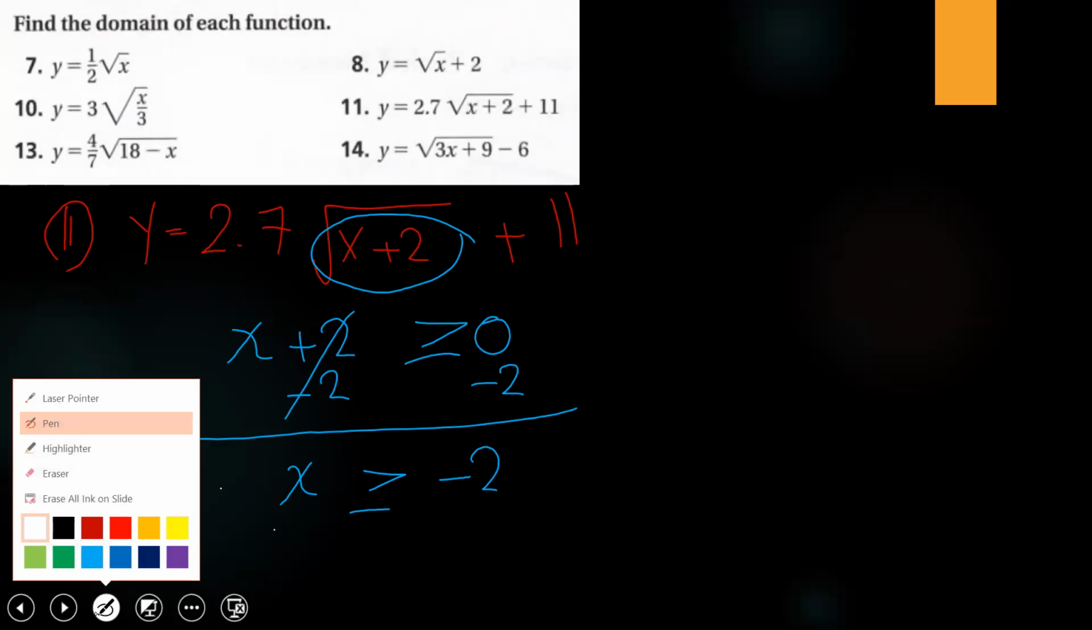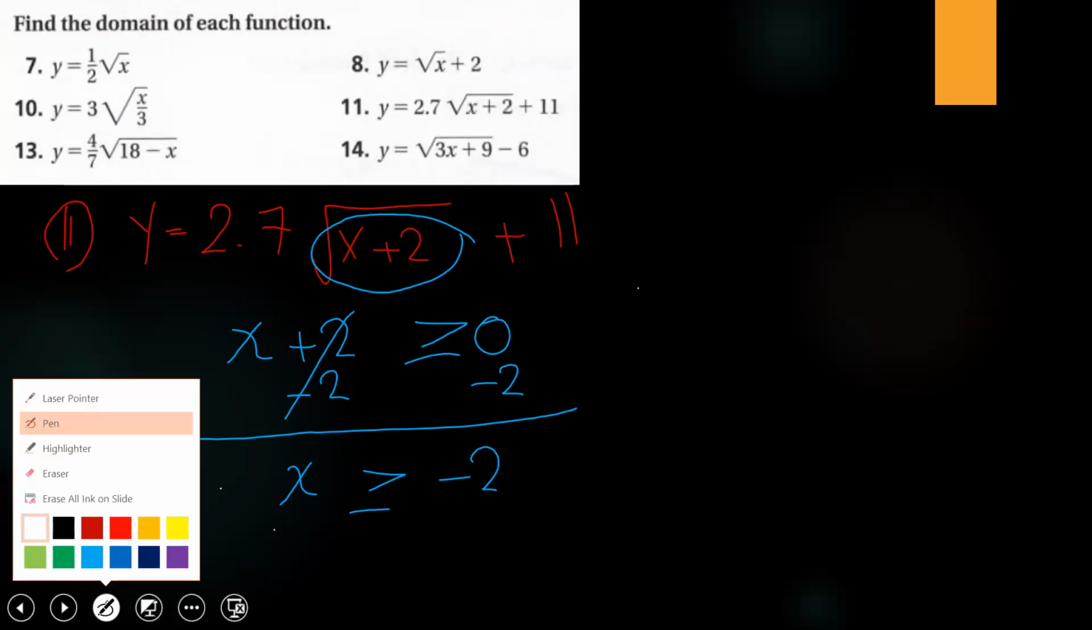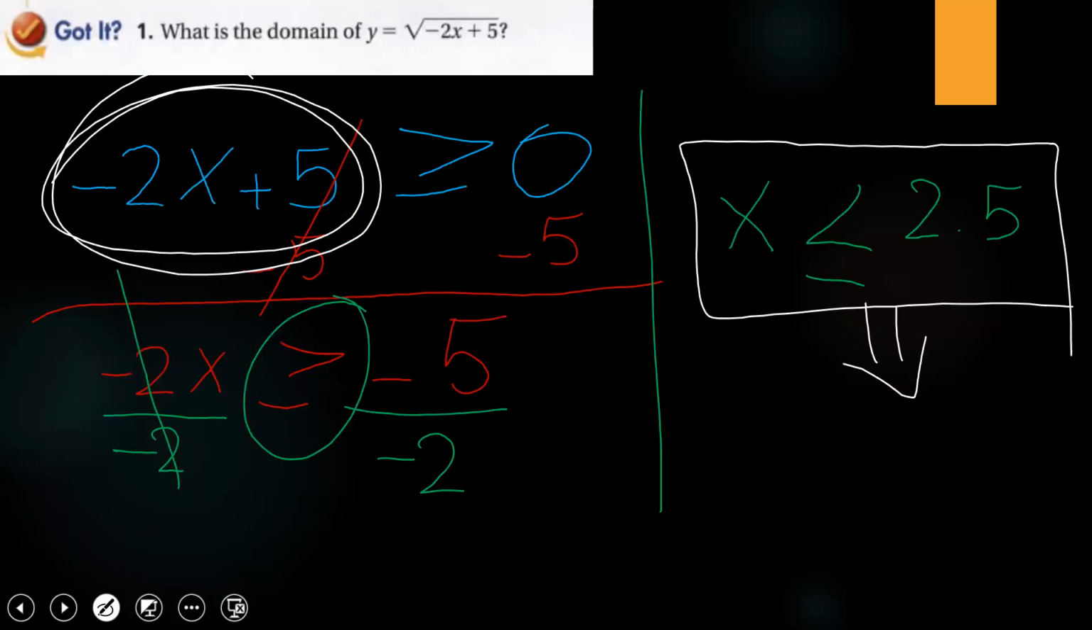Now, number 13. Okay, do you have any question now for number 7, 8, 10, and 11? Yeah, isn't this negative 2? We have to change the sign, right? If you divide by negative 2, you have to change the sign. Okay, divide by a negative number, you have to flip the sign. So in the first one, we haven't changed the sign, right? Look, here we divide by a negative number, so we have to flip the sign.